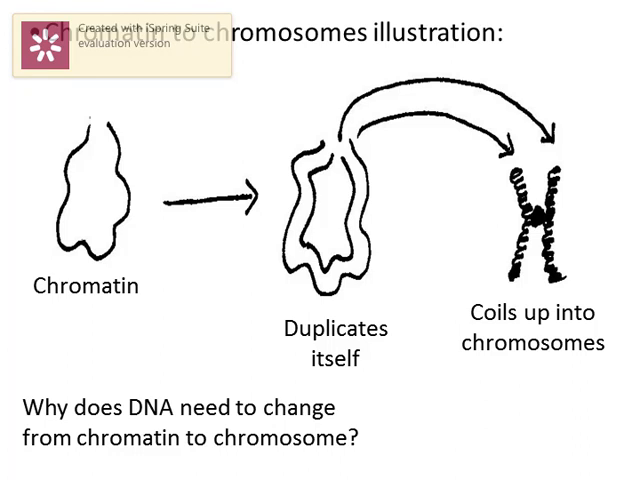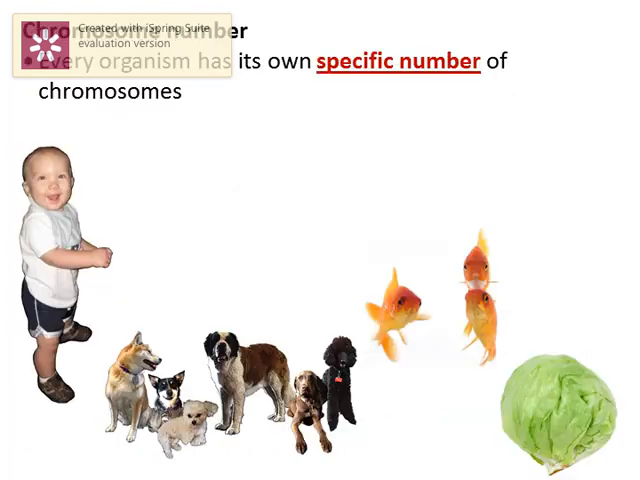The question is why does DNA need to change from chromatin to chromosome? In another way, why does DNA need to change from relaxed state chromatin to the condensed state chromatin, that is the chromosome? The answer is more efficient cell division, because the cell wants to divide. If the cell wants to divide, it should duplicate its unduplicated chromatin, and after duplication there is a need to coil it and package it inside the nucleus.